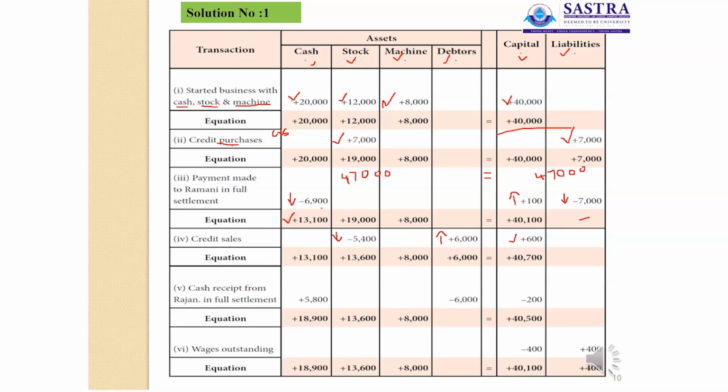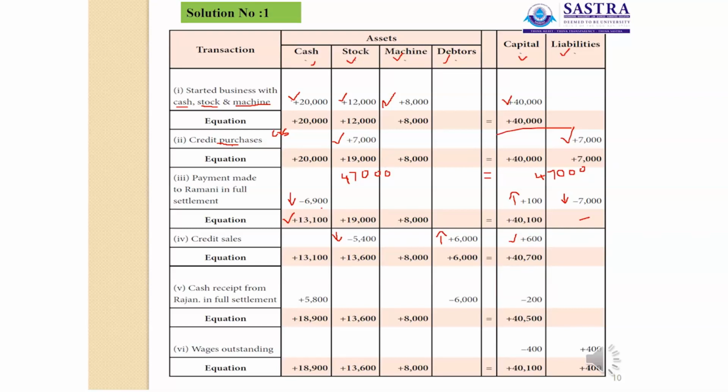So 13,100, same thing. Here stock value 19,000. Out of 19,000, 5,400 value of stock should be sold out, so decrease the value of stock by rupees 5,400. So the remaining amount is 13,600. So 8,000 is the value of machinery. Then debtors value 6,000, here the same amount 6,000.